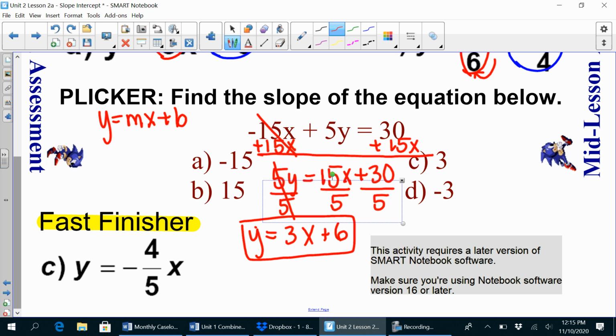Okay, that's not my answer though. It's asking me to find the slope. So we're just looking for the slope. So your answer for this one should be C. I'll make it in a different color, too much red on the screen. It should be C.